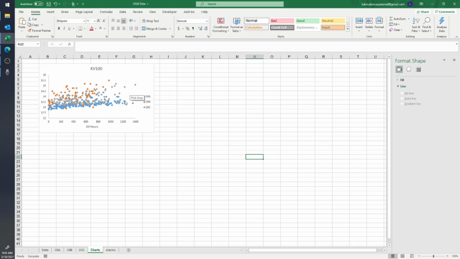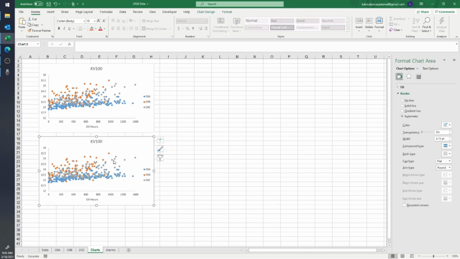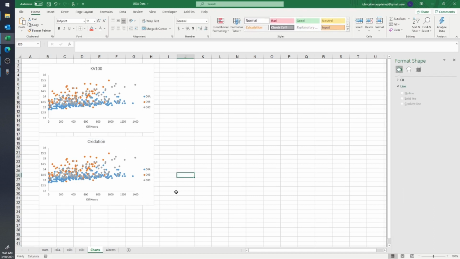Right, now we might want to compare, for example, TBN stability. Sorry, actually, let's start with oxidation, because that's most heavily related to KV100. We expect that in use, the oil will oxidize. And so oil oxidation is the second most important parameter.